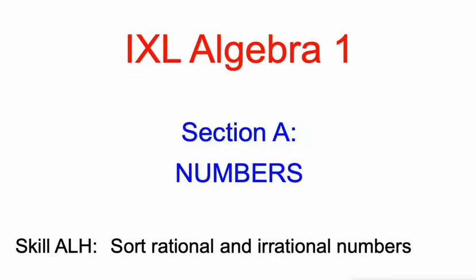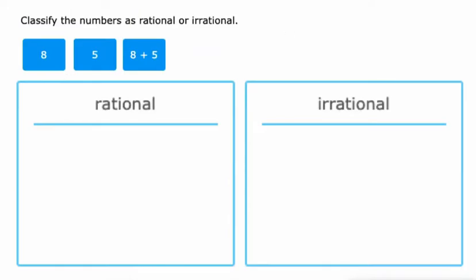Section A of IXL's Algebra 1, the skill is sort rational and irrational numbers. Not a whole lot going on here. I think you'll have good success.